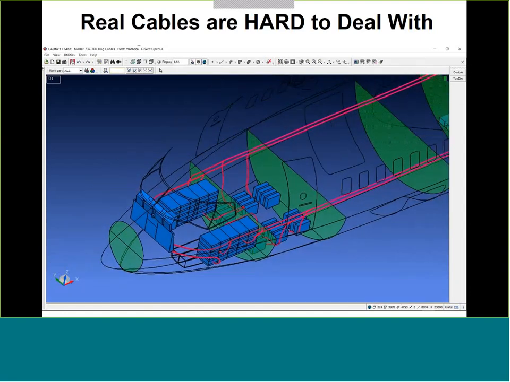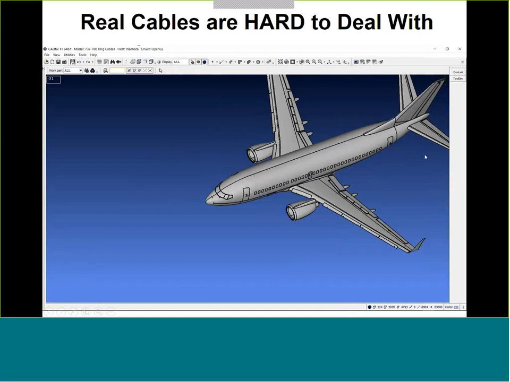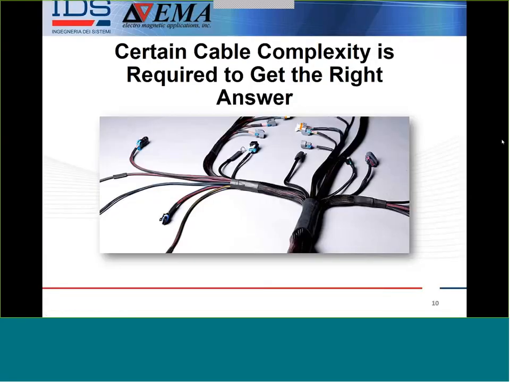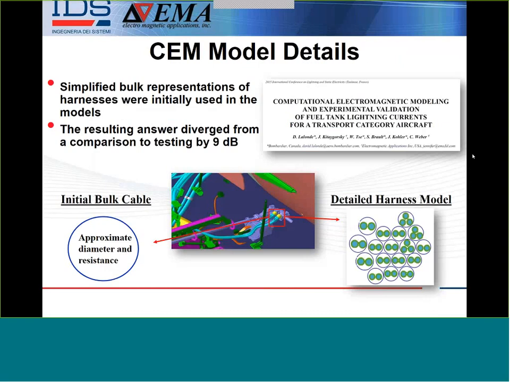So you can see in this case, we have a real aerospace cable on the CAD that winds its way through the aircraft. As a first cut, it was modeled as just a blob. So we said, okay, we'll make sure we get the right resistance and we'll match up the diameter, but we won't worry about what's packed inside. Problem with that, when we did a test to compare, we found that it was off by 9 dB. And 9 dB for lightning, it's kind of a lot.